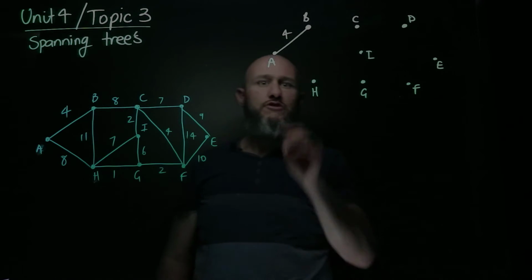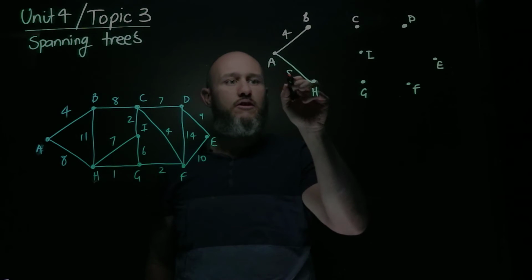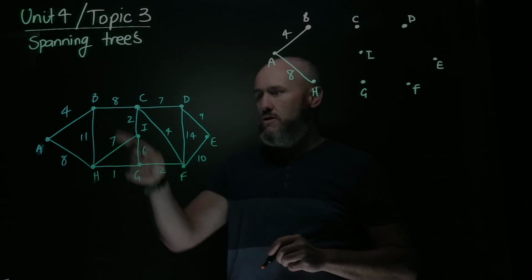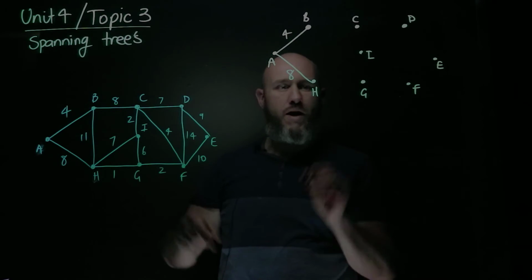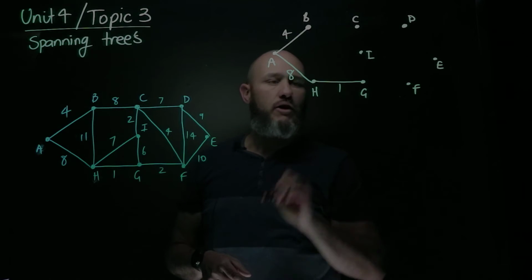So it doesn't really matter which one I choose. So I might just choose this A to H. That's an 8. That brings in H. 8, 11, 7 or 1, so we've got to bring in this 1 because that's my lowest value there.